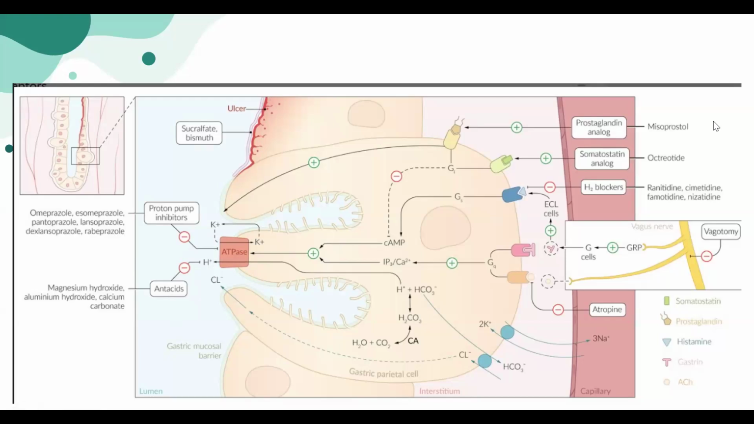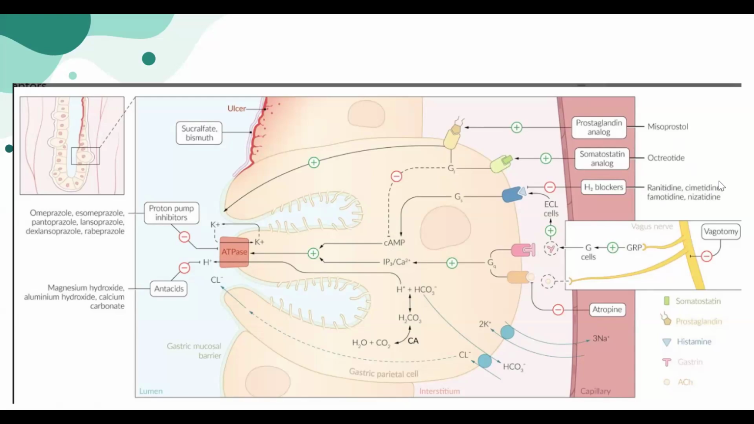Next, we have misoprostol, which is a prostaglandin analog, and octreotide, which is a somatostatin analog. Both of these go to their respective receptors, and they activate the same pathway, which is the Gi, or the G inhibitory pathway. This is responsible for inhibiting the cAMP. So they activate these receptors, which causes more inhibition of the cAMP. And when there's less or no cAMP, the hydrogen potassium ATPase will not get activated, right? So it's not going to produce as much hydrogen, which is exactly what we want.